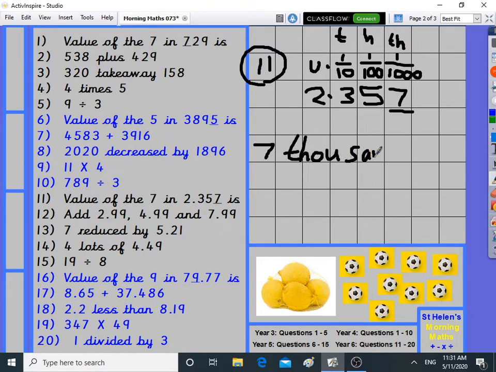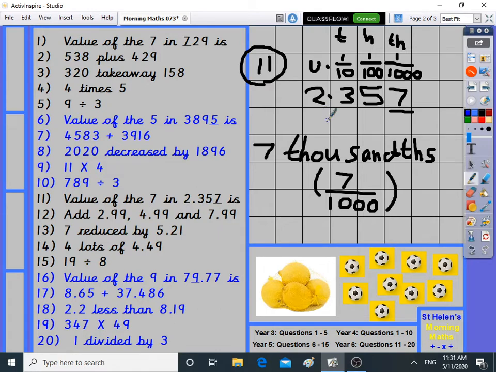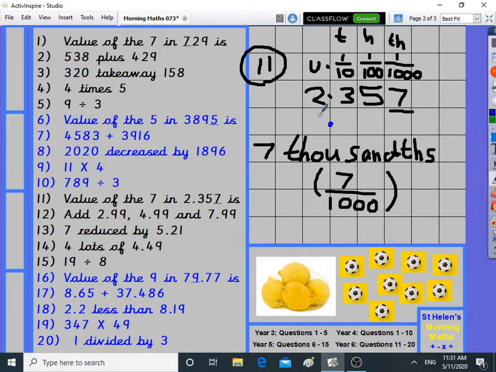Thousandths. That's what it is. So have that sound on the end. As a fraction, 7 over 1,000, because it's in the thousandths column. 7 thousandths. You could write that as a decimal as well, couldn't you? Line up the point. 0.007. That's what that thousandths is.